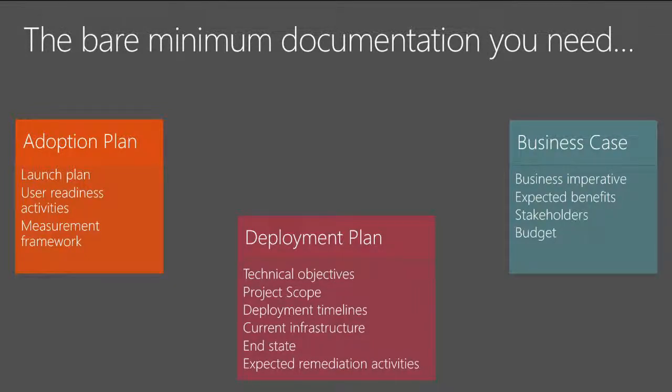It outlined the expected benefits you were going to get. It outlined the stakeholders, outlined the budget. The adoption plan essentially outlines the measurement framework of how you're going to measure success on those user-focused areas. And the technical side is the deployment plan. That's your technical objectives, outlines your project scope, deployment timelines, your current infrastructure, your end state, the expected remediation activities that you're going to have as well. So those are the kind of big 3 items.